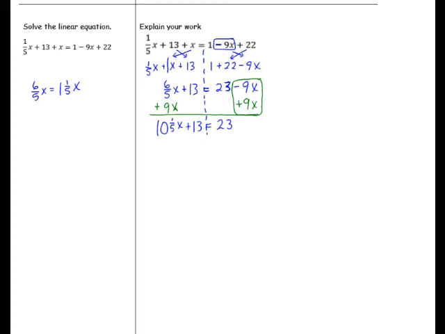Next, I want to get my constants on the right side of the equation. So I am going to undo adding 13 by subtracting 13. This is the subtraction property of equality. You do the same operation with the same number on both sides of the equation. On the left side, the plus 13 and the minus 13 equals 0, and 0 plus 10 1/5 x is 10 1/5 x. On the right side, 23 minus 13 is 10.